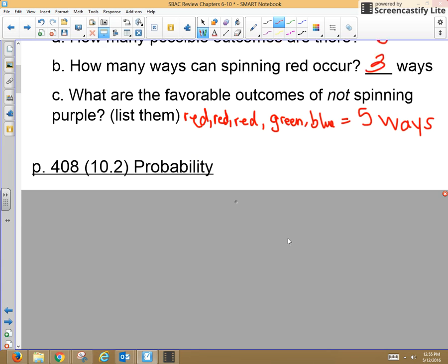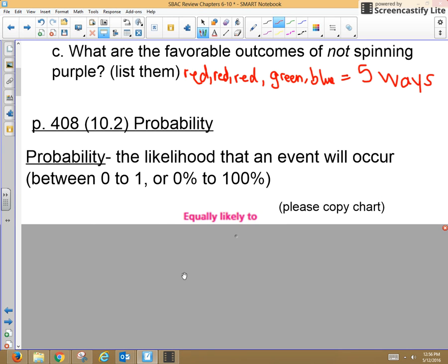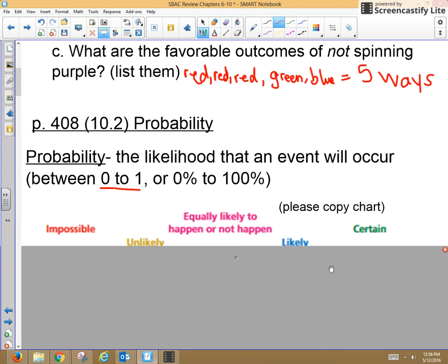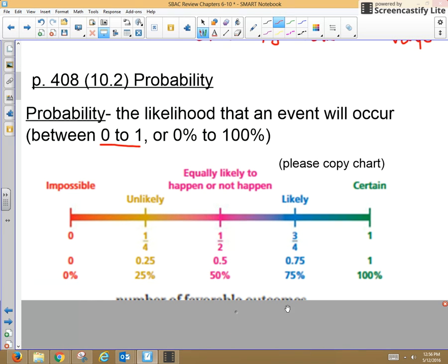Now I'd like you to complete 10.2 on probability. Turn over to page 408. Probability is the likelihood that an event will occur, and it's always between the numbers 0 to 1, or 0% up to 100%. I would like you to pause the video at this time and copy down this chart.